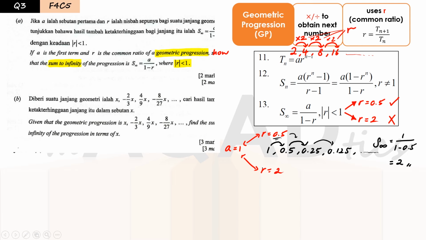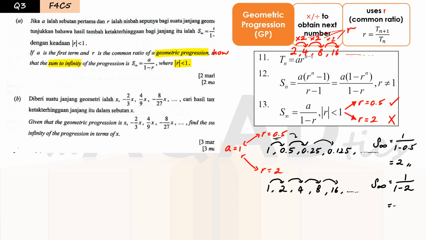So let's form a sequence first. Let's start off with 1, which again, a is equal to 1, and we multiply the value of r, which is 2, so here will be 2. And we multiply 2 again would be 4. Multiply 2 again would be 8. Multiply 2 again would be 16. So if we find out the sum to infinity using this formula again, a is 1, and over 1 minus the r value, which is 2.